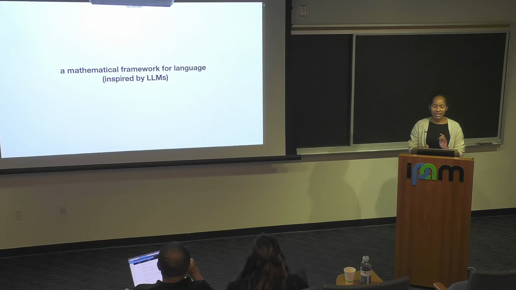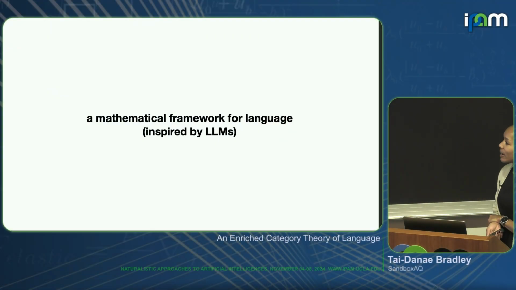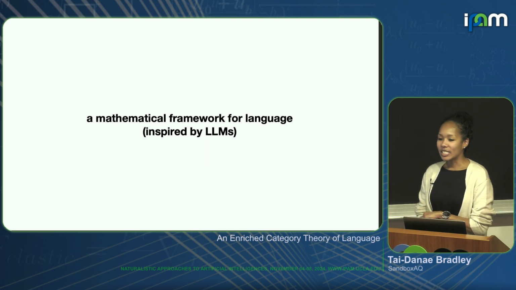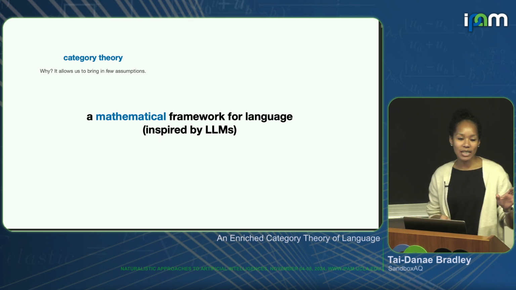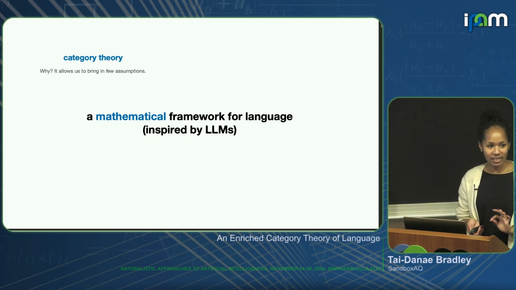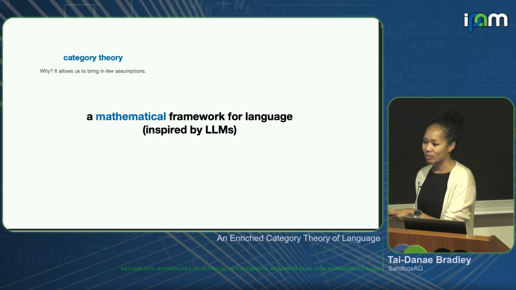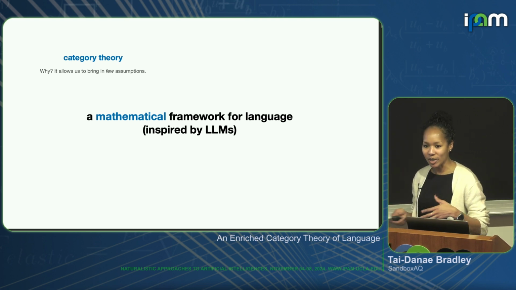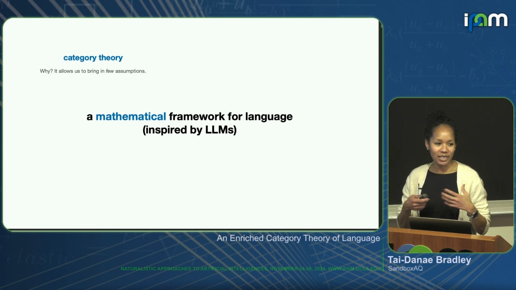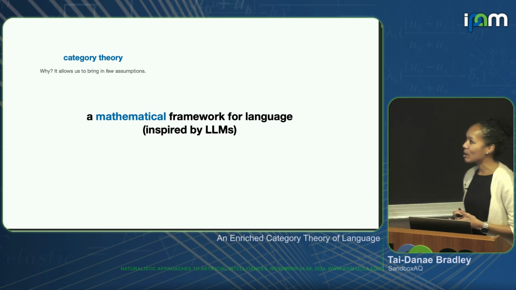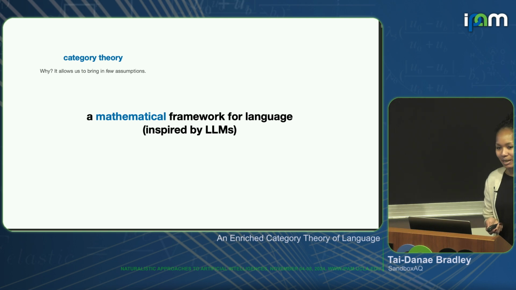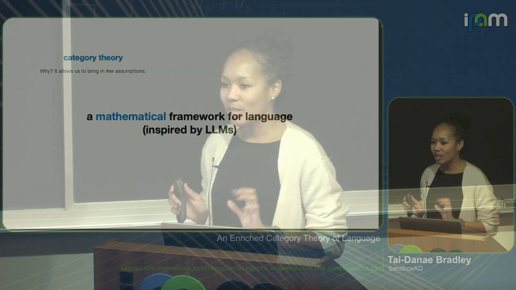What I would like to describe for you is a mathematical framework for language inspired by large language models. So, of course, by mathematical, I mean from the perspective of category theory. I'm going to tell you what that is in a little bit, but let me just first answer the question why. Why this perspective out of any other branch of math? And I think one answer is, number one, it's a very nice way of thinking about mathematics, but also it allows us to bring in very few assumptions to the table, which I think is a nice property to have. What do I mean in that sense?